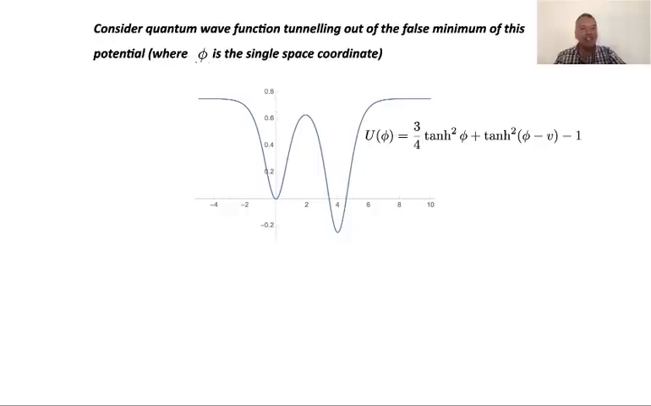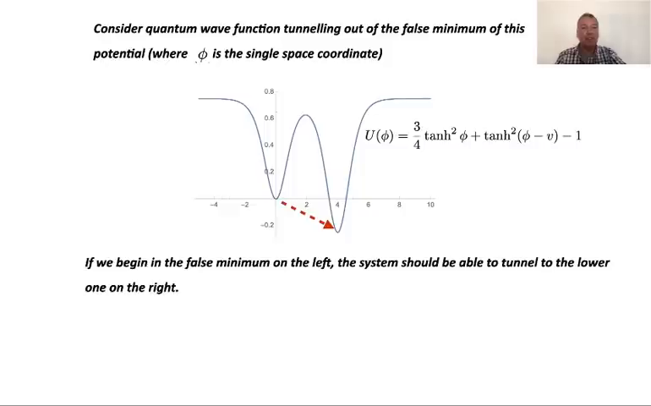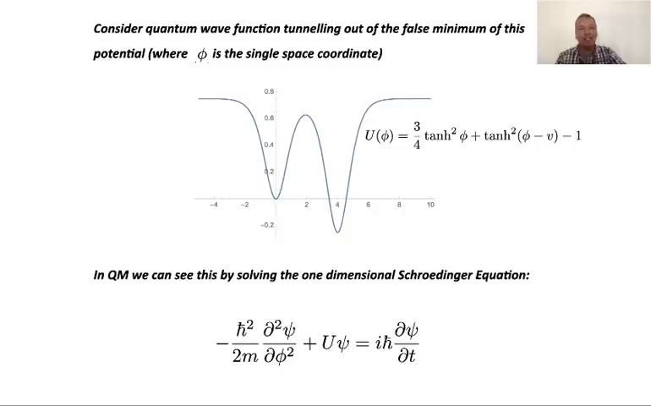So let's just look at it, first of all, numerically, so we can always do that. We want to observe this sort of behavior. We want to begin in the false minimum on the left and observe the system tunneling to the lower one on the right. So we want to begin by having a wave function that's localized in this minimum and see what happens to it. Of course, we have to solve the Schrodinger equation. So I'm just going to remind you what it looks like. This is the Schrodinger equation, and the potential appears there, and it's u of phi, so phi is the space coordinate I'll just remind you.